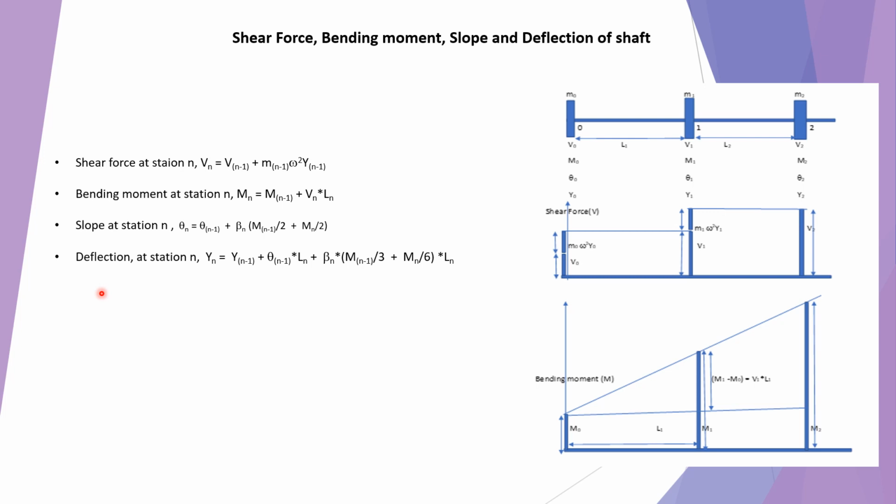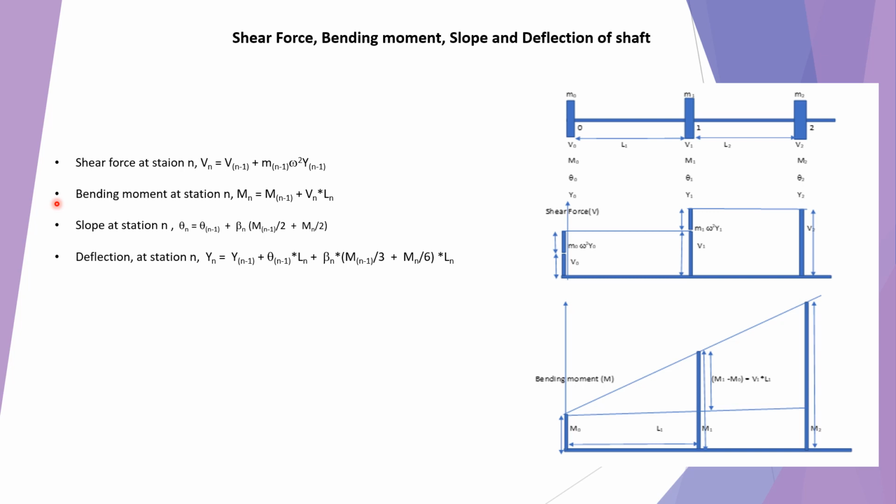Shear force, bending moment, slope and deflection, we have already seen in the previous video how to derive, so in this section we will not derive it again. Shear force at station n can be written as Vn = Vn-1 + Mn-1 omega square Yn-1. This is the general equation for shear force. Bending moment at station n is Mn = Mn-1 + Vn Ln.